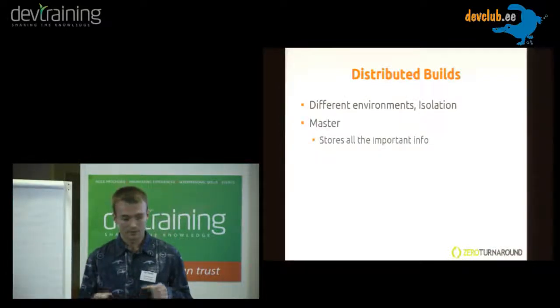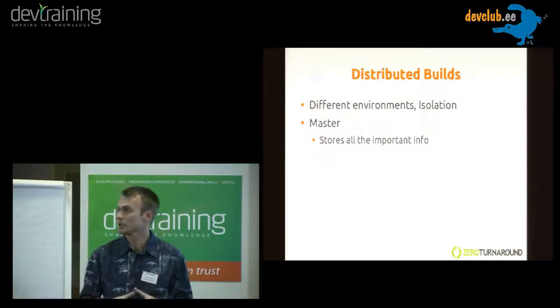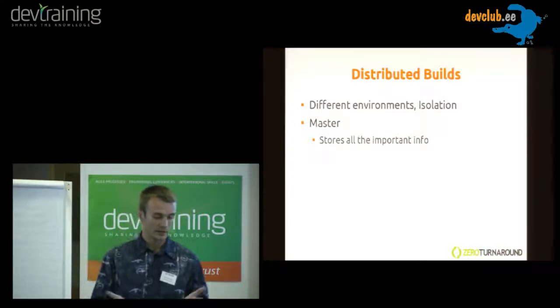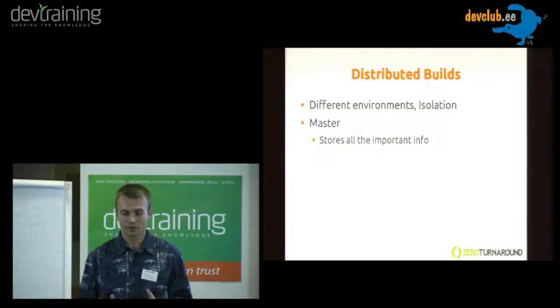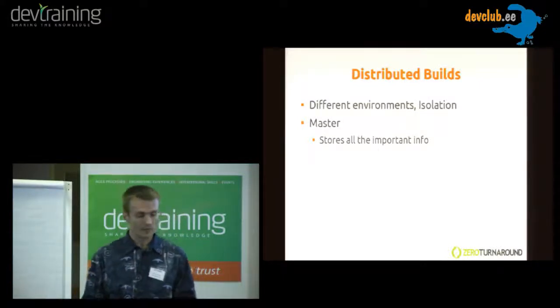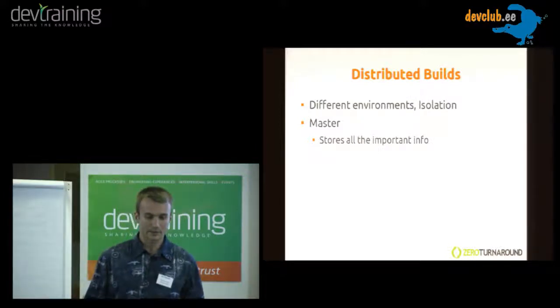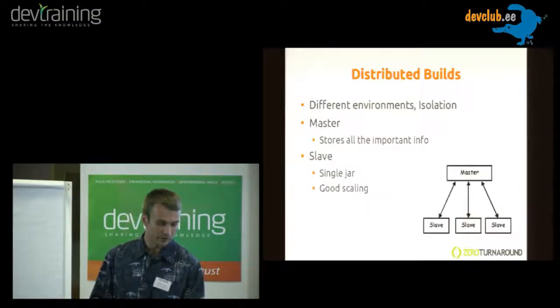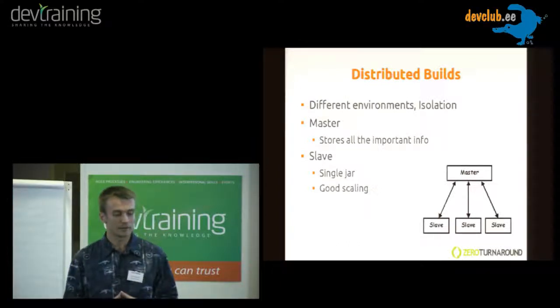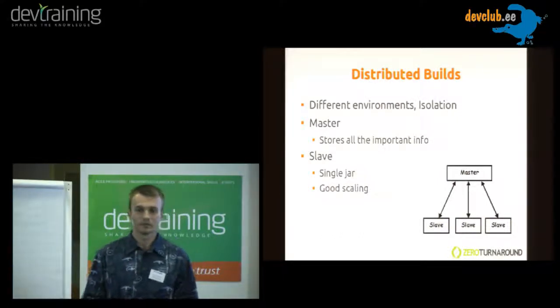So the main machine where Jenkins is installed is called master, and it stores all the important information about your projects, jobs, configurations, your artifacts, log files, and so on, everything. Slaves that connect to master and run some builds are actually very simple, and they consist of a single jar. When you connect a slave to Jenkins master, it copies a single jar, which is actually just about 100 kilobytes, so it is very small.